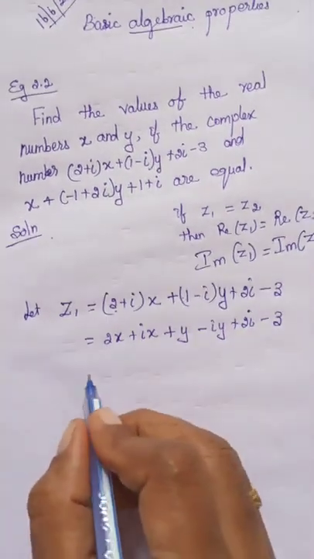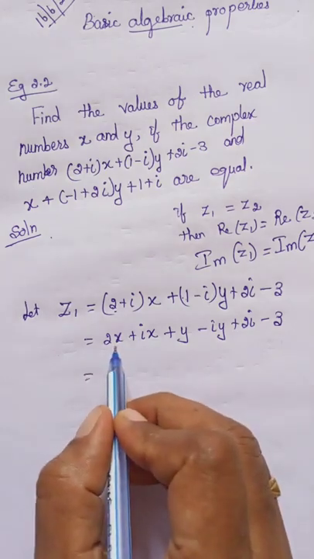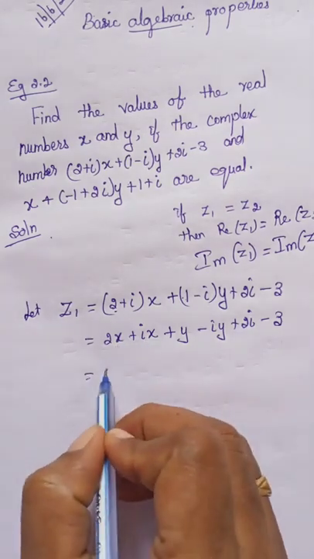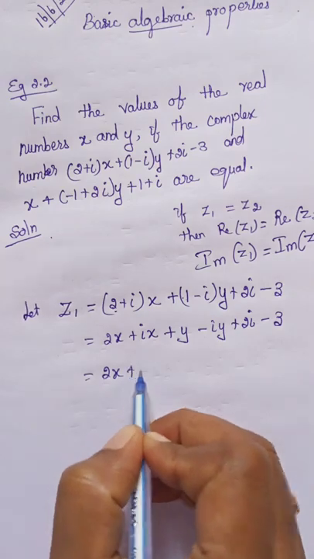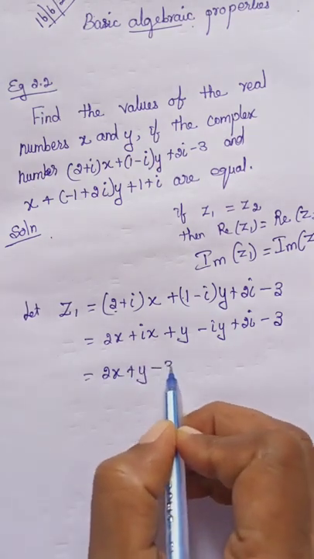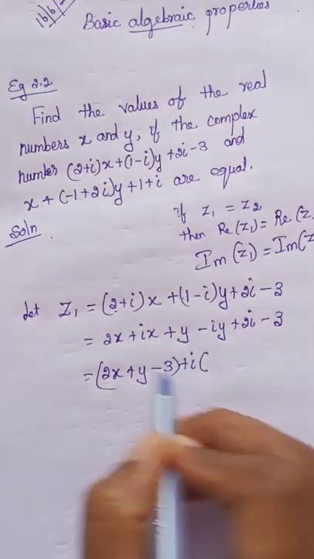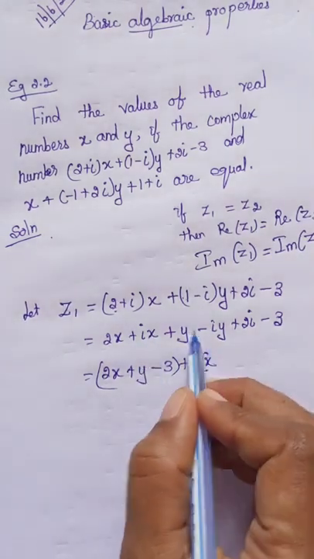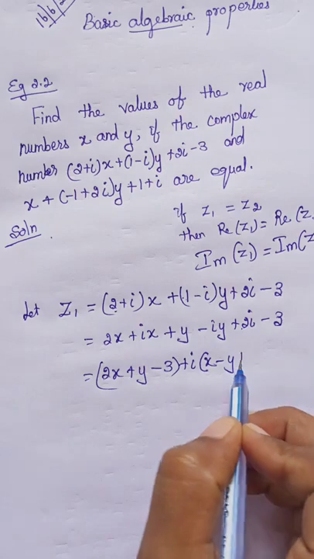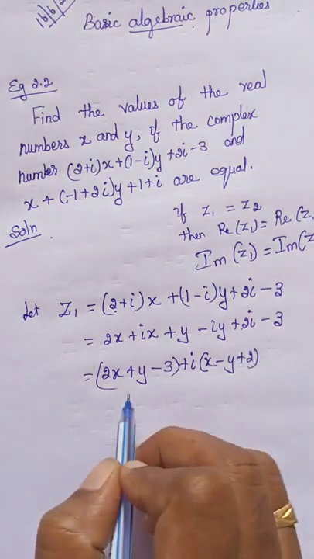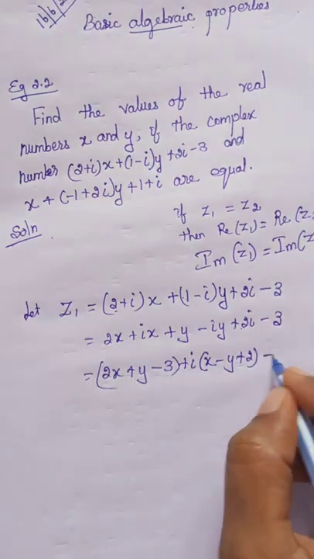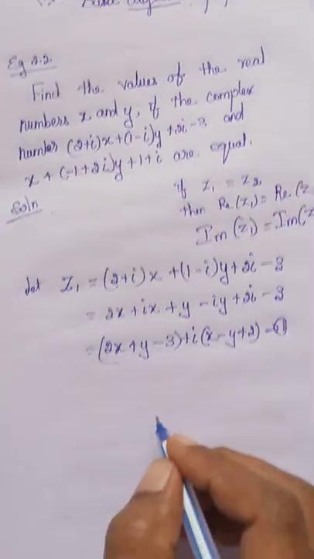So I am going to separate the real part, that means the terms without i. This is 2x + y - 3. Now plus i times, taking the imaginary parts, (x - y + 2). Okay, so I am giving it as equation number 1.